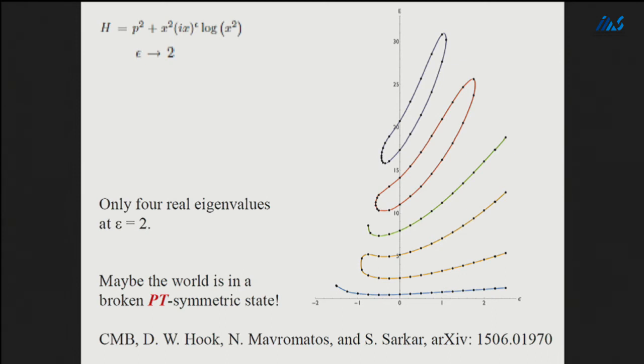Okay? I would argue that the universe is not described by a Hermitian Hamiltonian because there are complex energies, okay, but that it is in a broken PT symmetric regime. At least that's the conjecture based on this quantum mechanical analysis of the model.